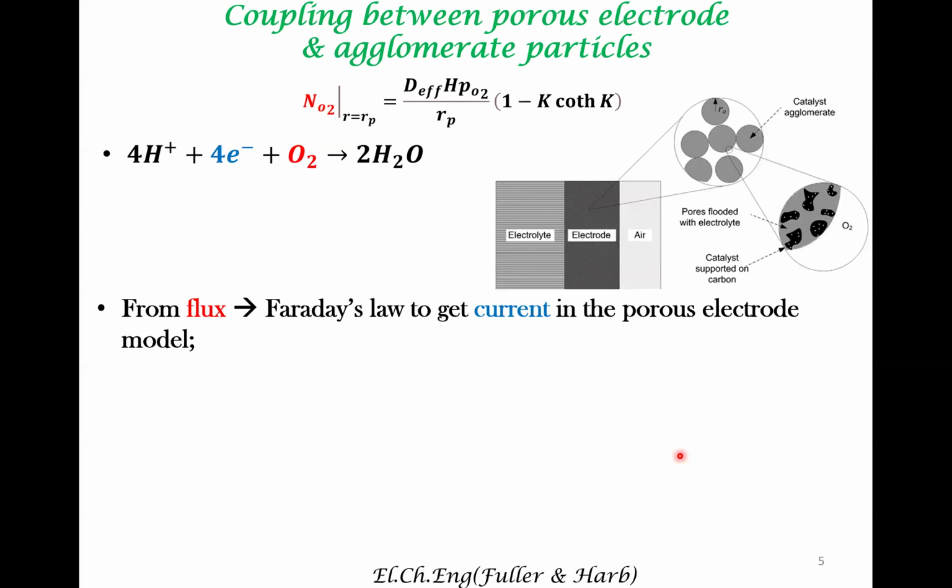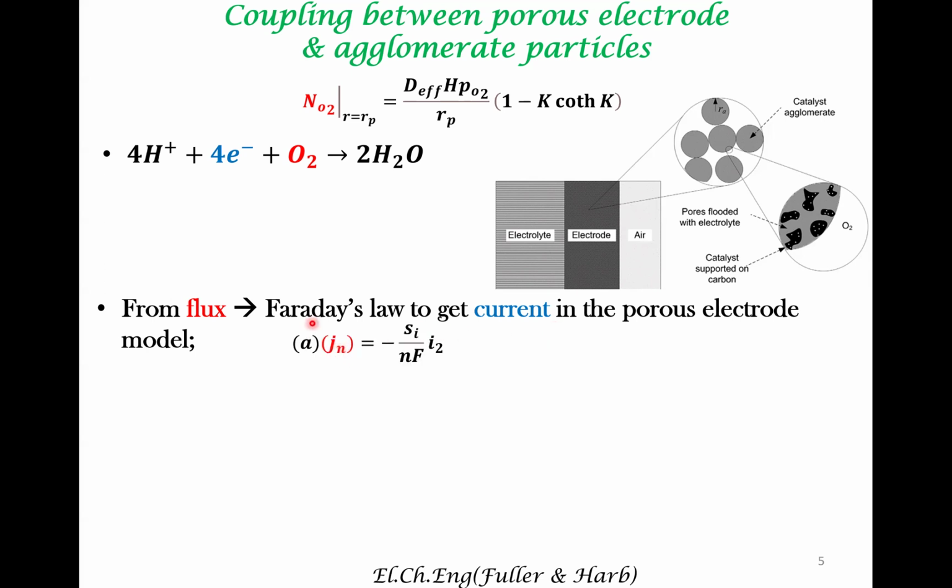So what is it that we want to emphasize? Here there is coupling between some aspects of the porous electrode and some aspects of the agglomerated catalyst particle. So we are looking at a reaction which requires a three-phase contact. And if you solve for the flux, via Faraday's law we can get to the current in the porous electrode. So what do we mean by that?